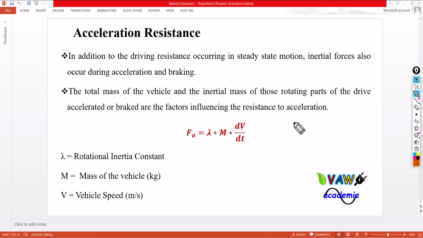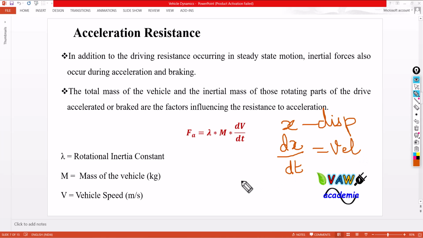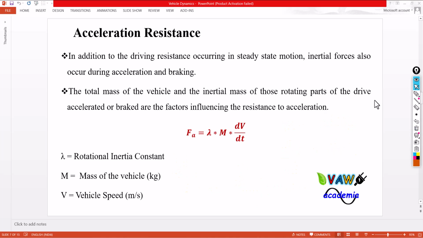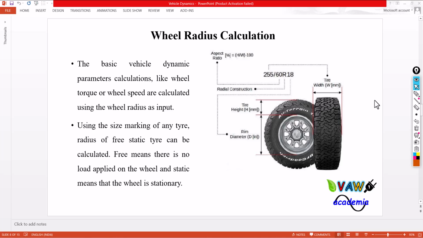So we know that if x is a displacement, then dx divided by dt, that is the first derivative of displacement, is velocity. d square x divided by dt square, that is the second derivative of displacement, or you can say the first derivative of velocity, dv divided by dt, is acceleration. So this is very important in simulation. Once all the opposing forces are calculated, then we can easily calculate the total tractive effort required to drive the vehicle.